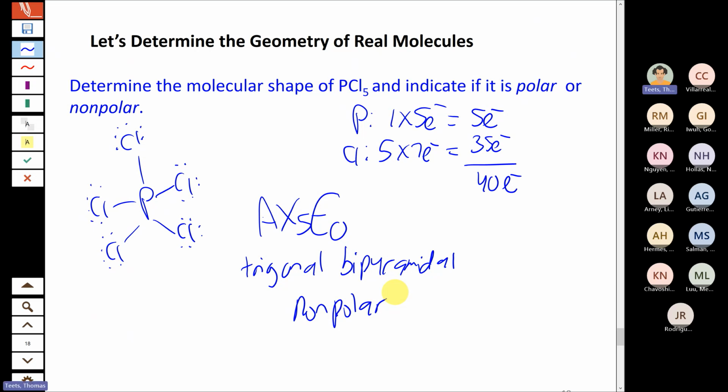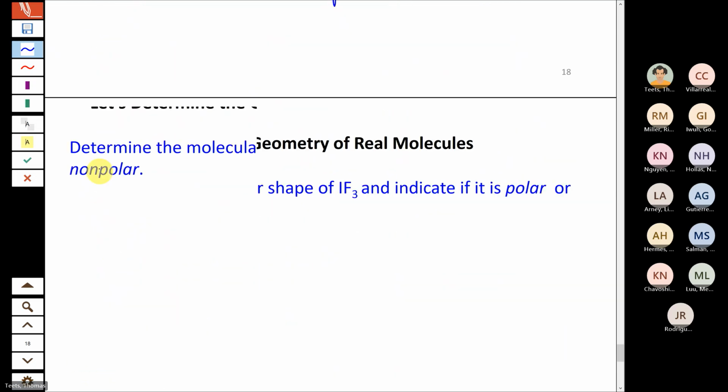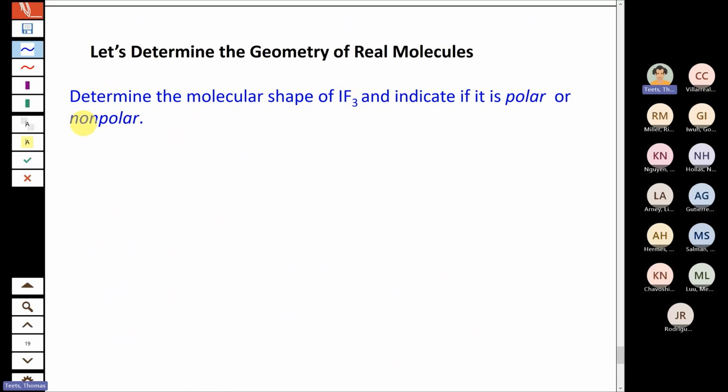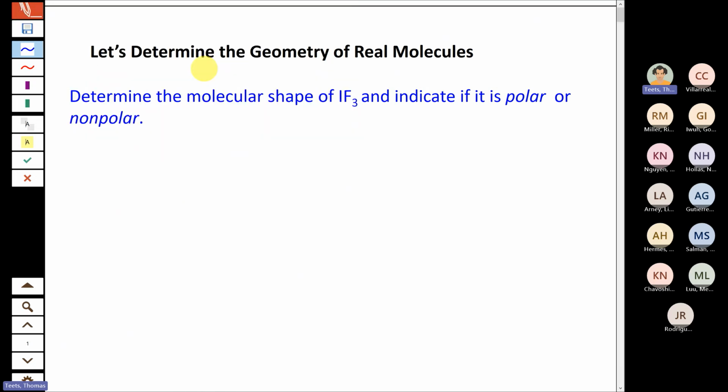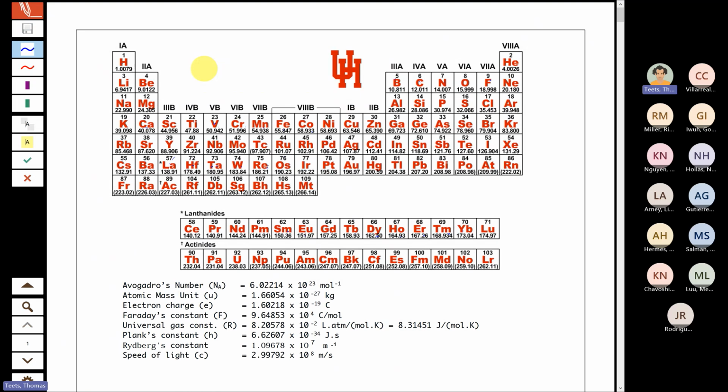All right, so if we just go through some other examples, IF3 is the one that we have here. Indicate if it's polar or nonpolar. All right, so this is what's called an interhalogen compound. It's a compound that's made up of 2 different halogen elements, iodine and fluorine. And we're going to take the same approach here. We're going to draw the Lewis structure, predict the shape, and then predict the polarity.